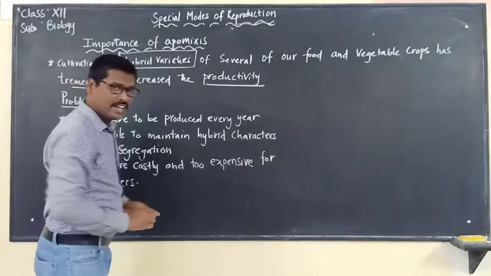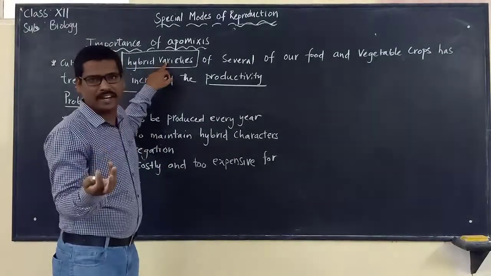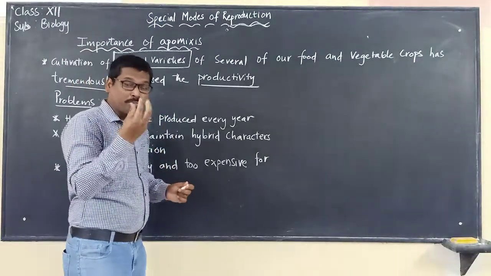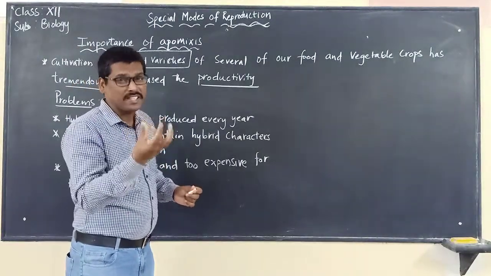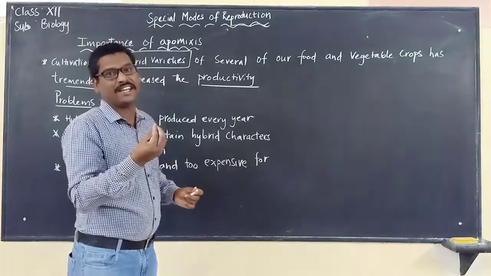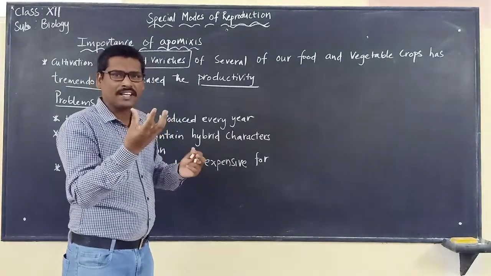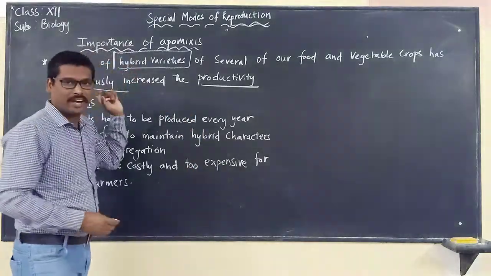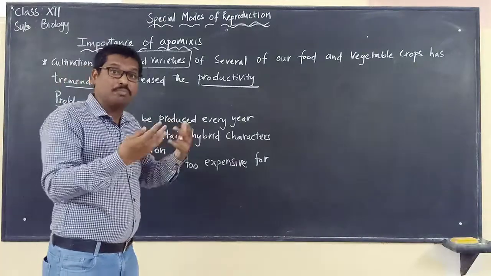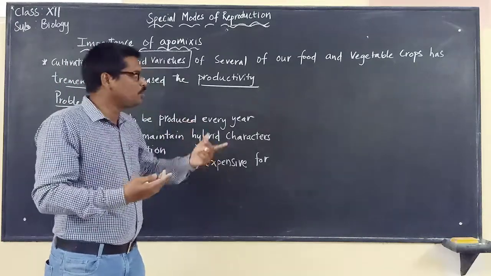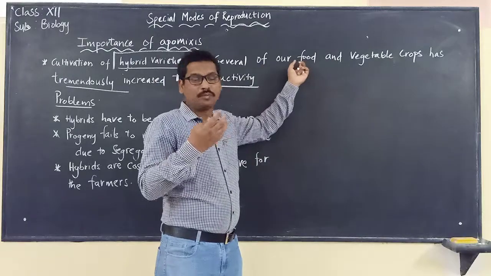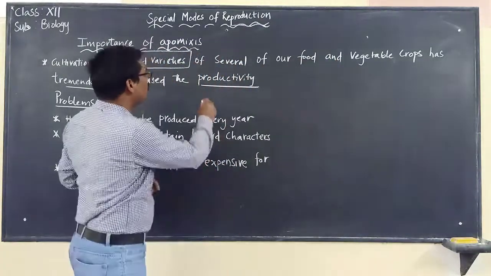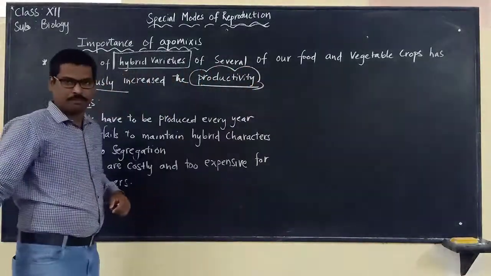Now the question is, what are hybrid varieties? Hybrid varieties simply means that the crop has the best characteristics that are needed. The desired characteristics will be present in that particular crop. Such crops are called hybrid varieties. Because of the production of more hybrid varieties, several food crops and vegetable crops have increased, and because of that we are seeing more productivity nowadays.